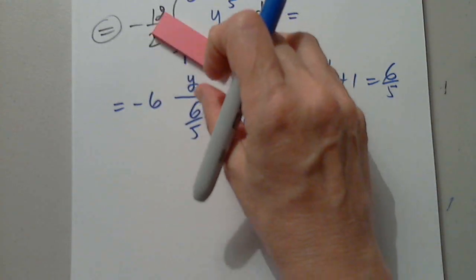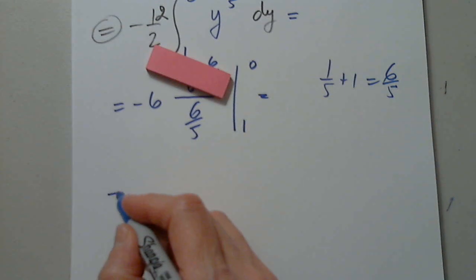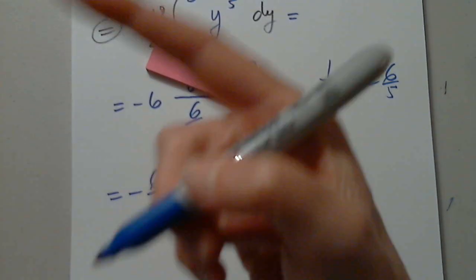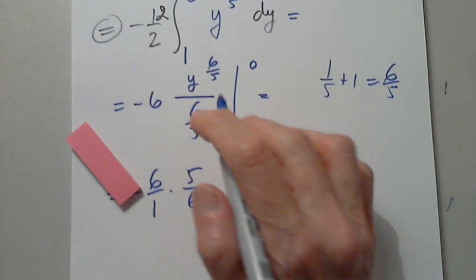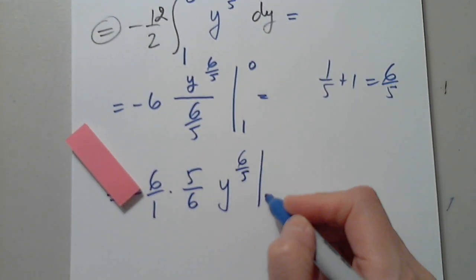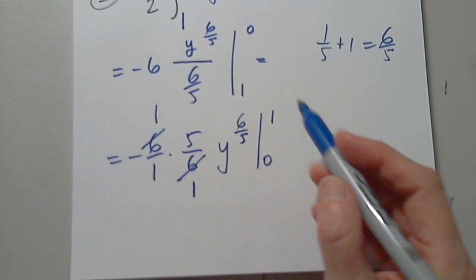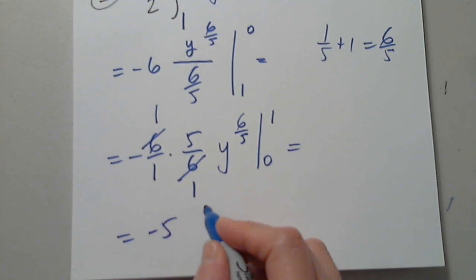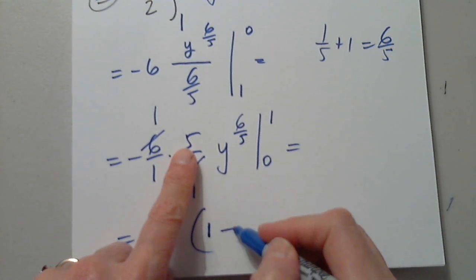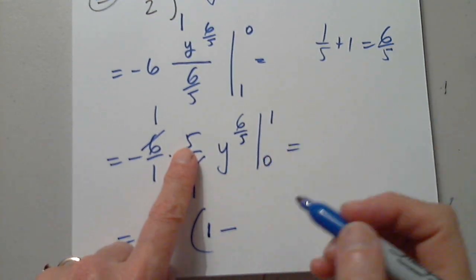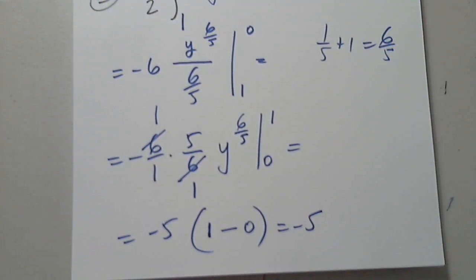Do not do anything before you simplify these numbers first. So negative 6 over 1 times 5 over 6 times y to 6/5 from 0 to 1. Thank you very much. They're gone. Negative 5. Now, I plug in 1. 1 to any power is 1. Minus. I plug in 0. 0 to 6/5 is 0. So negative 5 times 1, negative 5.